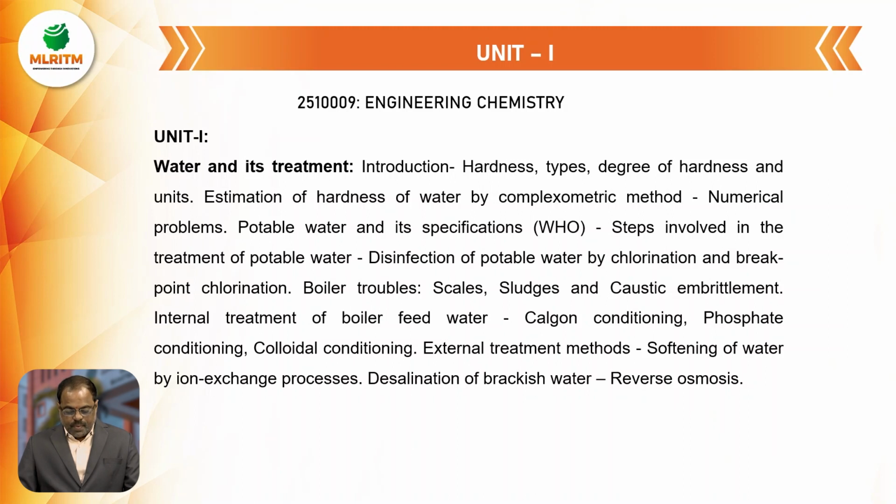Next one is boiler troubles: scale, sludge and caustic embrittlement. Internal treatment of boiler water: calgon conditioning, phosphate conditioning, colloidal conditioning. External treatment of water: softening of water by ion exchange process, desalination of brackish water, reverse osmosis.